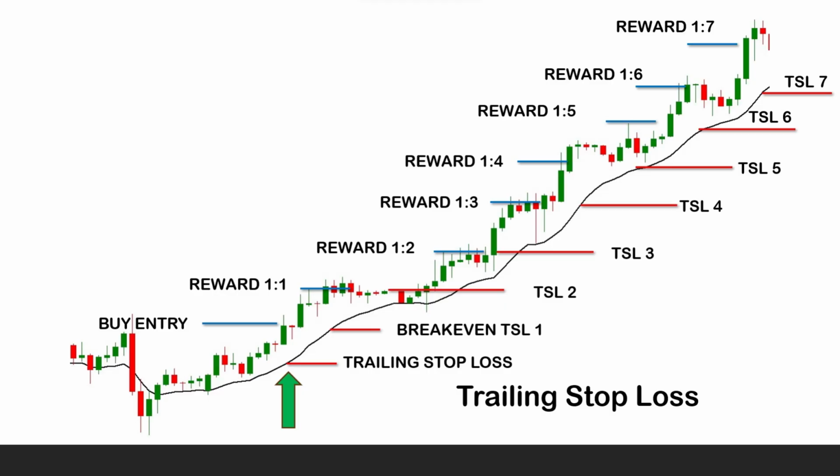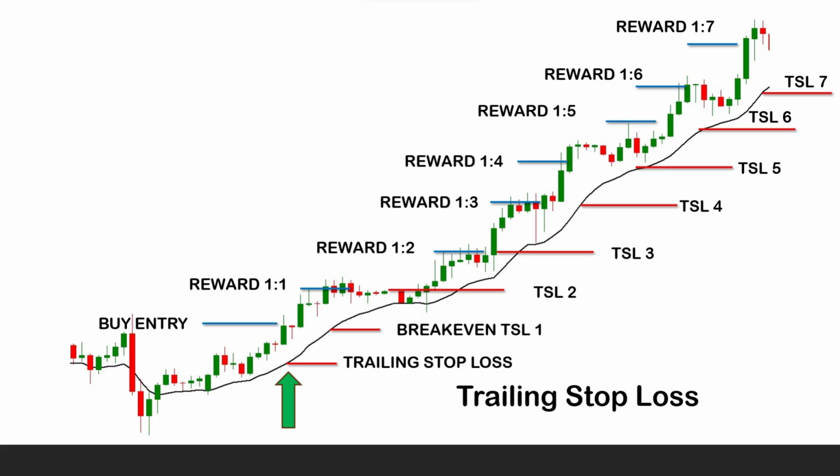As of now, this is a simulation which I have shown. There is an entry point. You put a trailing stop loss exactly below the candle on the moving average. And then as the price is going up to reward 1:1, your trailing stop loss moves to break even. Then as the price moves to reward 1:2, your trailing stop loss moves to reward 1:1. Then as the price moves to reward 1:3, the trailing stop loss moves to 1:2.